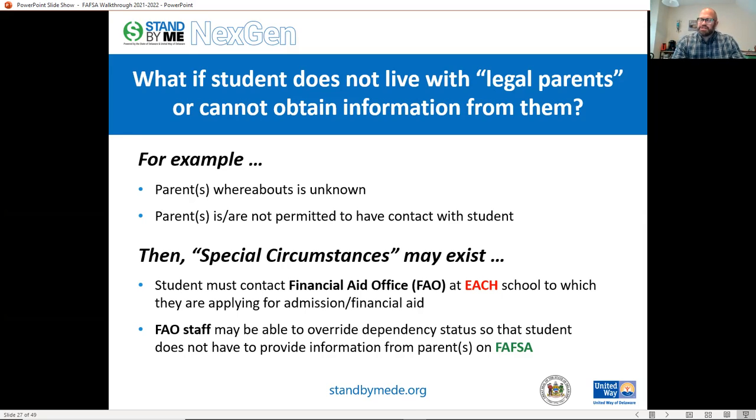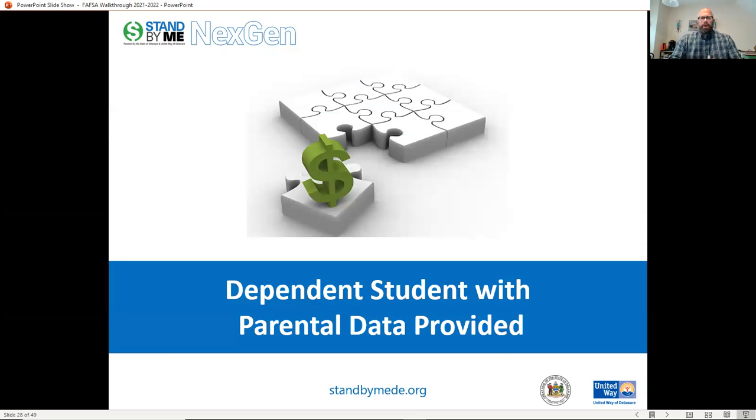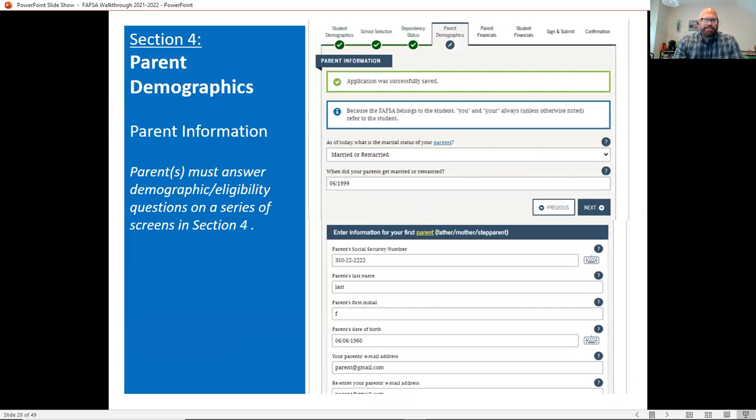But again, students, if you don't have contact with your parents for one reason or the other, then the financial aid office can tell you what the process is for overriding that dependency status and hopefully making you an independent student. So you'd be eligible for the maximum amount of student aid that a student could get. So we're going to take a look at the traditional case, the dependent student with parental data provided, and then we're going to look very briefly at the setup, the lead-in to a dependent student without parental data provided.